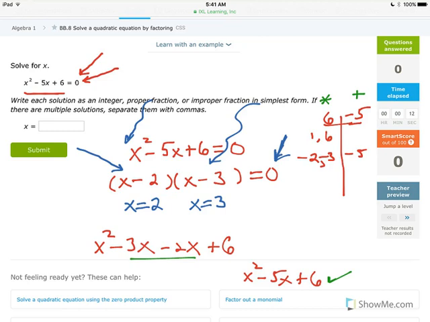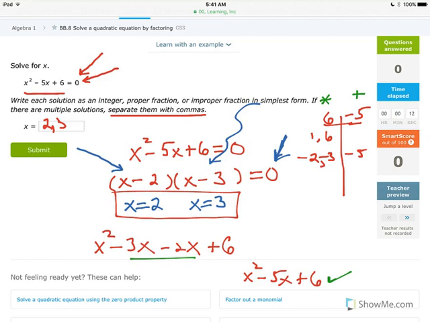Notice the directions are a little bit different than the last module. In the last module, they gave you two separate boxes to type in your answer. For this one, they just give you one box, but they want you to separate your answers with a comma. So you're going to type it in as 2, comma, 3. Order doesn't matter. You could do 3, comma, 2 or 2, comma, 3. Those are your two solutions. So that's your final answer for that one.